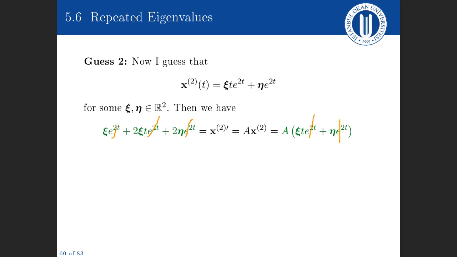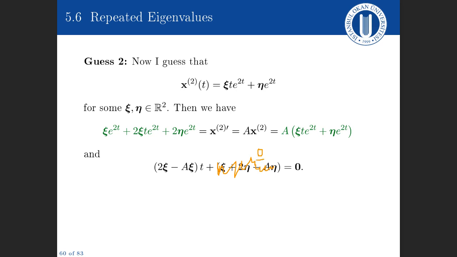And then I'm going to simplify, rearrange this a little bit. That's the same as 2 xi minus A xi, t, plus xi plus 2 eta minus A eta, is equal to 0. And this needs to be true for all time t. For example, if we say this must be true for time t equal to 0, then the first term is just 0. We would need to have xi plus 2 eta minus A eta equal to 0.